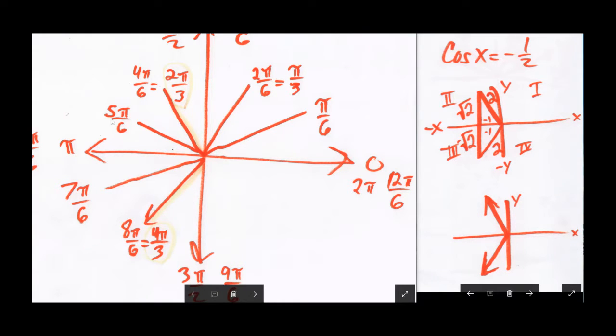You're going to subtract that from pi to get your 2 pi over 3 here. You're going to add that to pi to get your 4 pi over 3 here. And then we simply add the 2n pi to those values.